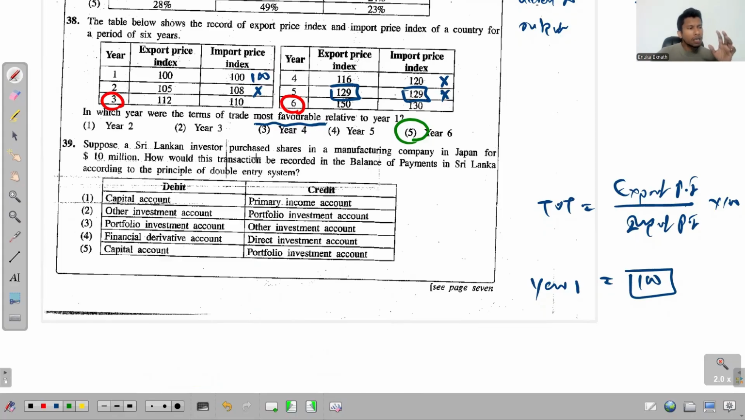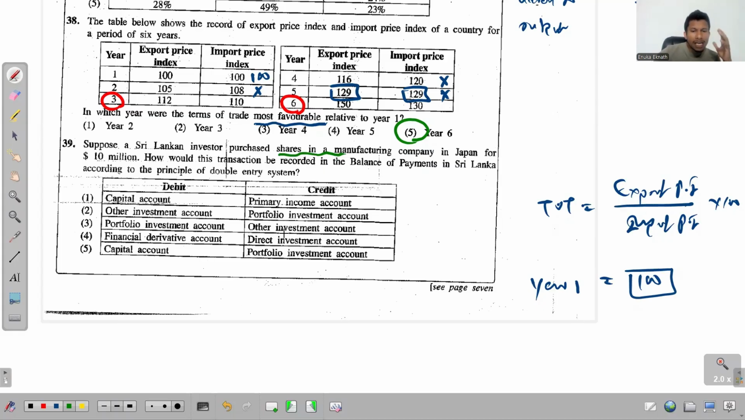Now I can't exactly say that it definitely comes under this. If the share percentage is greater than 10%, we assume that it is a direct investment. Then it goes to the direct investment account. But fortunately, no such option is given here. So all these typical share purchases fall under the portfolio investment account.